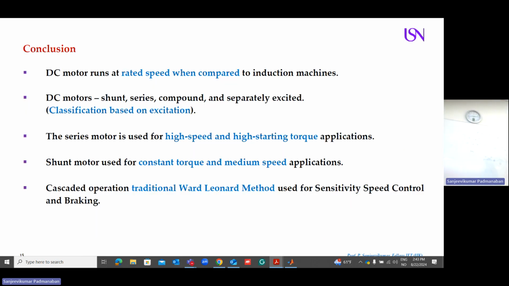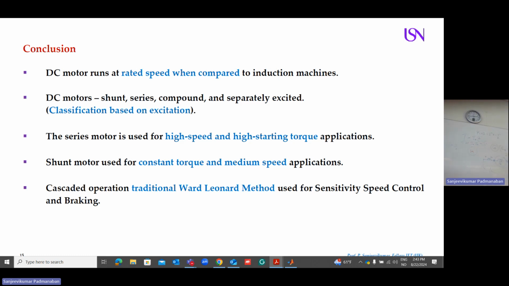Finally, I would like to conclude the DC motor. The speed control in a DC motor is comparable with an induction motor. Next, after completing DC machines, we are going to discuss the induction motor, where you can see its characteristics. The speed characteristics are almost similar. So the final conclusion: the DC motor runs at greater speed when compared to an induction machine. DC motors have different classifications: shunt, series, compound, and separately excited. The series motor is always used for high speed and high starting torque with the load.